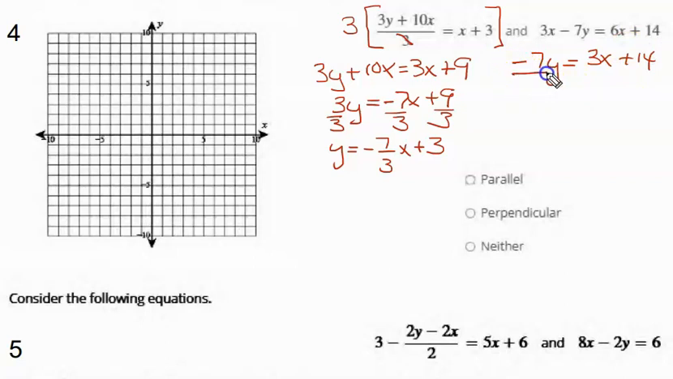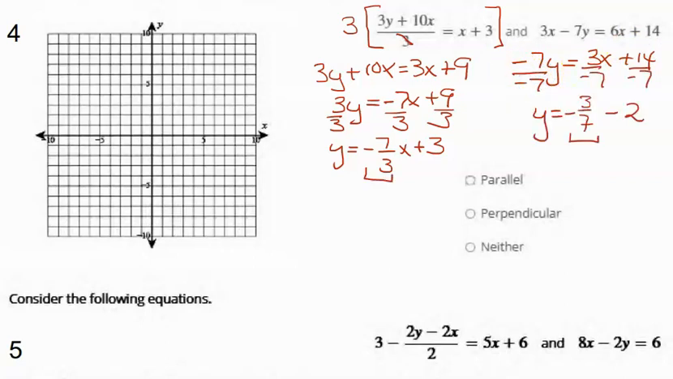And now divide everything by a -7. Now, looking at our slopes to determine which of these it would be. Well, here this is a -7/3, and this is a -3/7. They're reciprocals of each other, but the product of them would be a positive one, not a negative one. In order for them to be perpendicular, one would have to have the opposite sign. So it's not parallel, it's not perpendicular, so this would be neither.